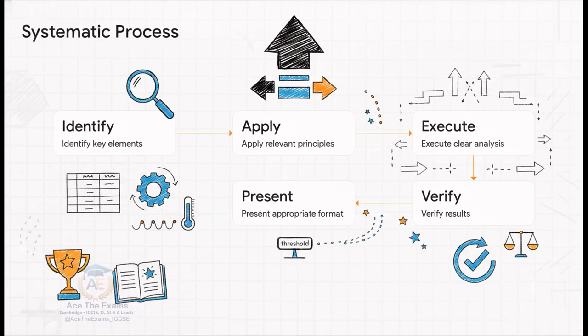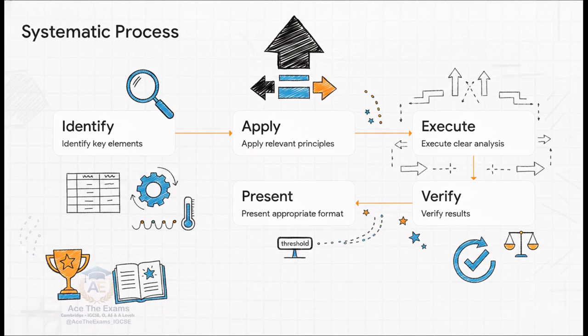Step 1. Identify the key elements. What is the sensor monitoring? Step 2. Apply the principles. What's the threshold value? Step 3. Execute the analysis with clear working. This is where you map the data journey from sensor to ADC to processor to actuator. Step 4. Verify results. Does this sequence make logical sense for a smartphone? Step 5. Present it in the PEAL format we talked about earlier.